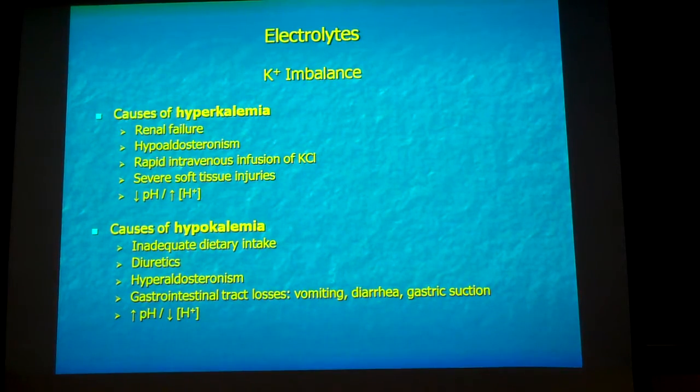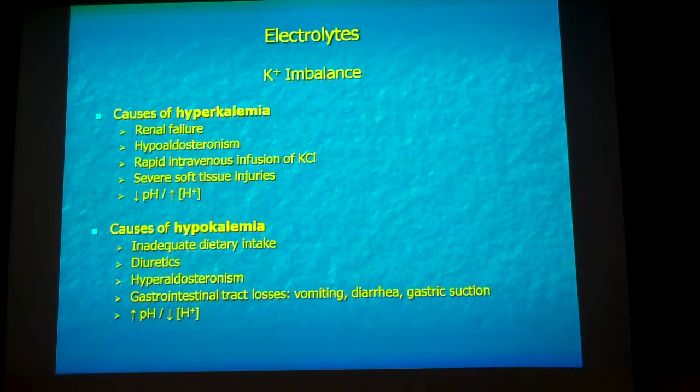Well, if the kidneys aren't working. Okay. So if there's renal failure, potassium levels are going to tend to rise. Hypoaldosteronism. What does aldosterone do? It causes sodium reabsorption and potassium secretion. If we have a deficiency of aldosterone, we're not reabsorbing sodium, therefore we're not secreting potassium, so levels in the blood go up.